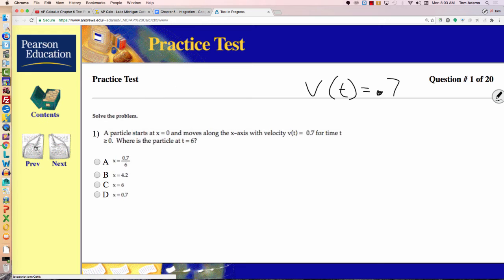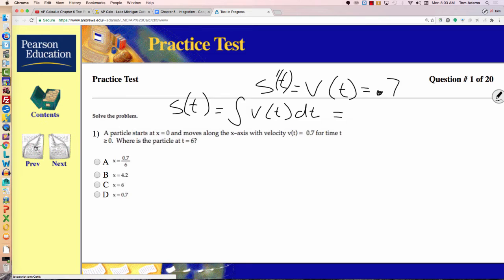you could think of this as the derivative of the position. So what is the position? Well, s of t is equal to the antiderivative of v of t with respect to t. Okay? So now what does that mean? Well, the antiderivative of this, we got to think backwards.